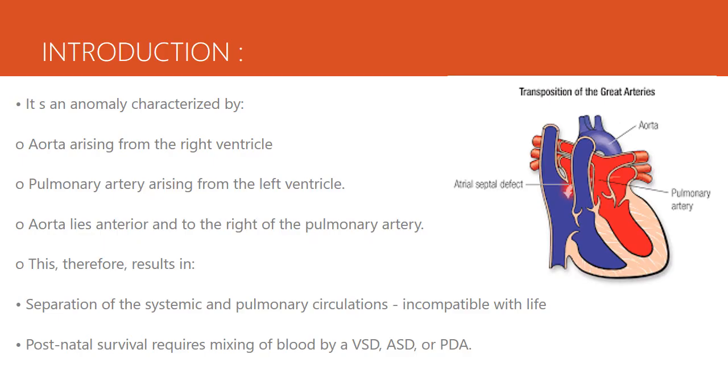Transposition of the great arteries is a congenital heart defect where the position of the two major arteries leaving the heart, the pulmonary artery and the aorta, are switched or transposed. In a normal heart, the aorta rises from the left ventricle and carries oxygenated blood to the body, while the pulmonary artery rises from the right ventricle and carries deoxygenated blood to the lungs.